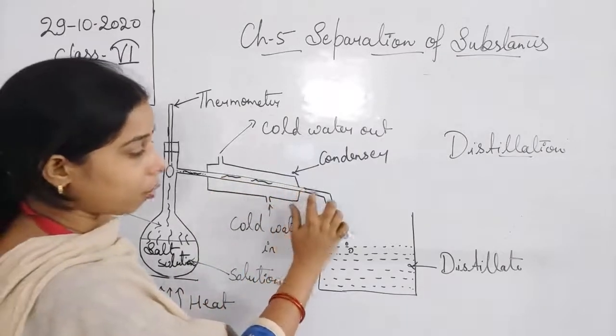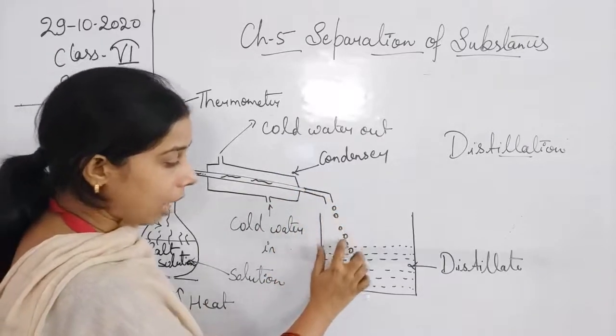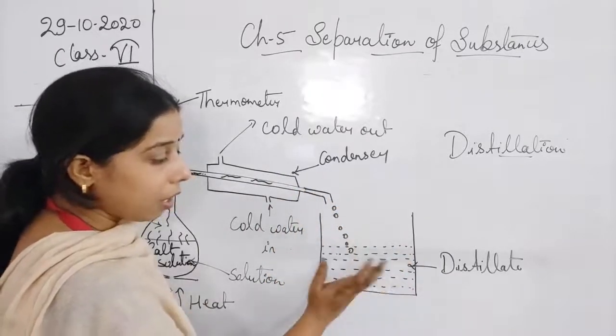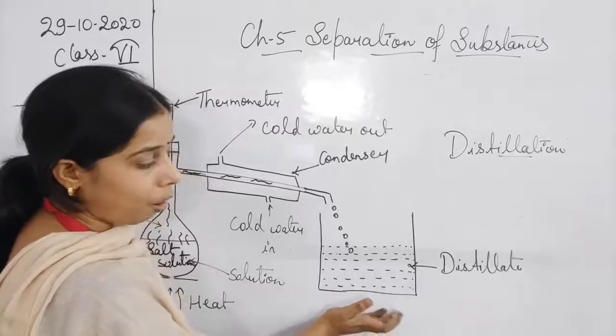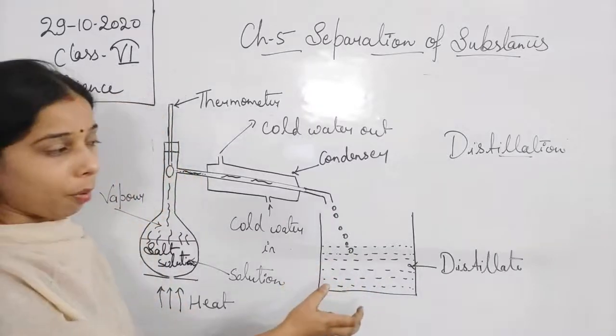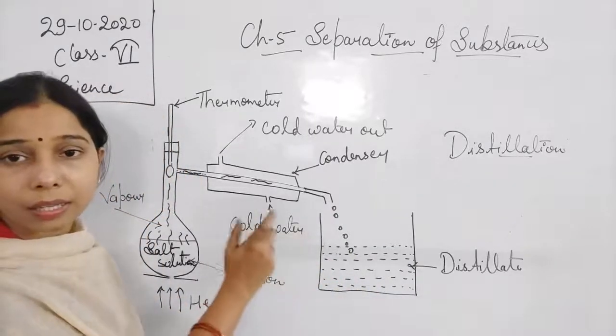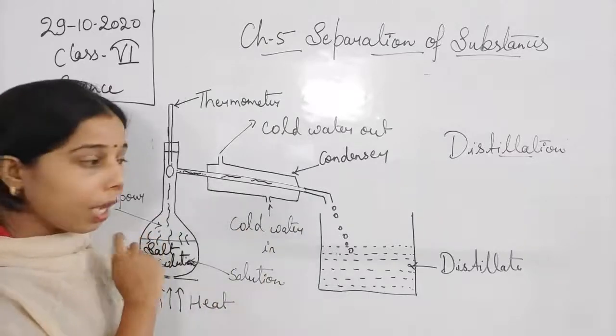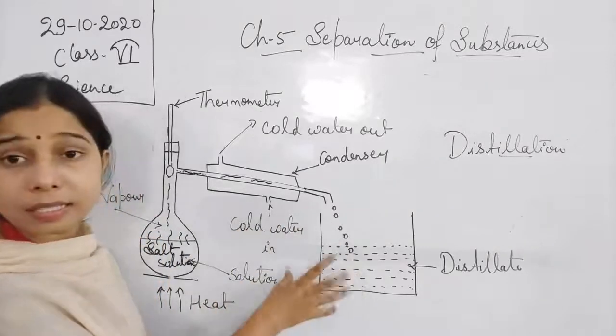So these water droplets start coming out of this pipe, and we can collect them with the help of any other container or beaker. And this is the distillate.